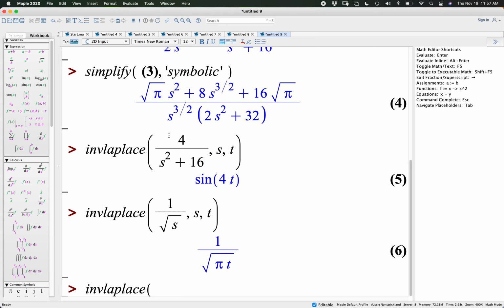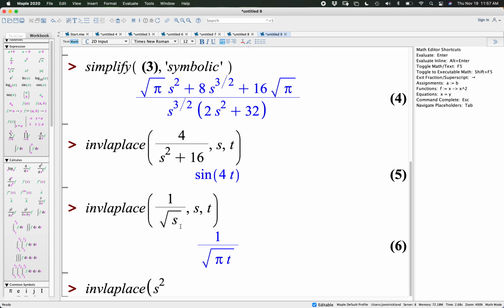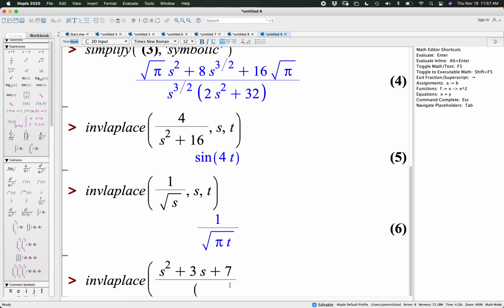And we'll say that we have something in the mix. I'm going to see what happens if I have something like s squared plus 3s plus 7, say all over s plus 2 raised to the third.